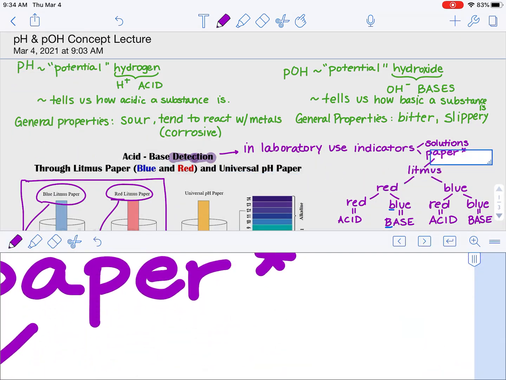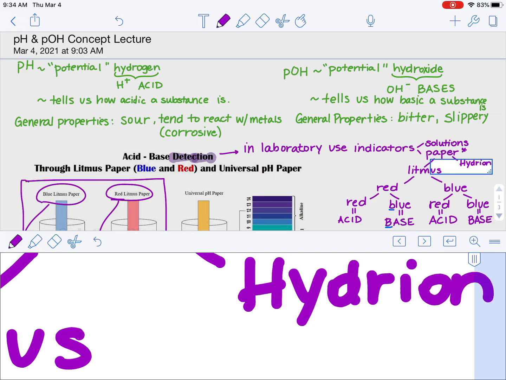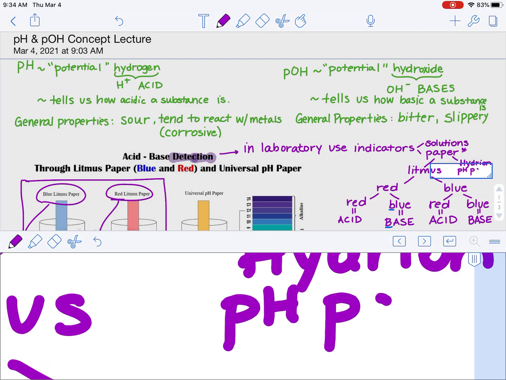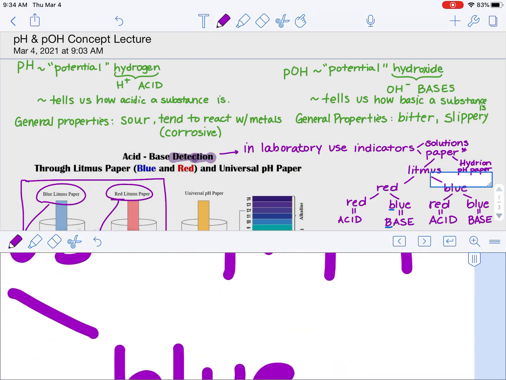There is a second type of paper. If we come back to our little flow chart here, the second type of paper is called Hydrion or pH paper.